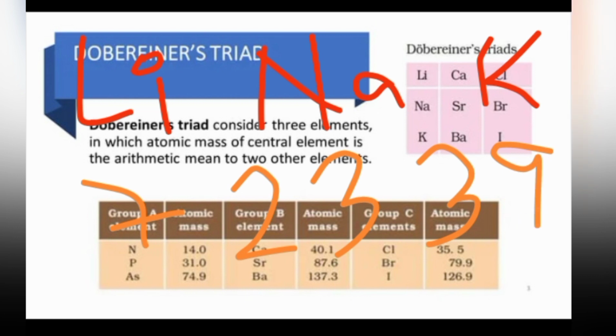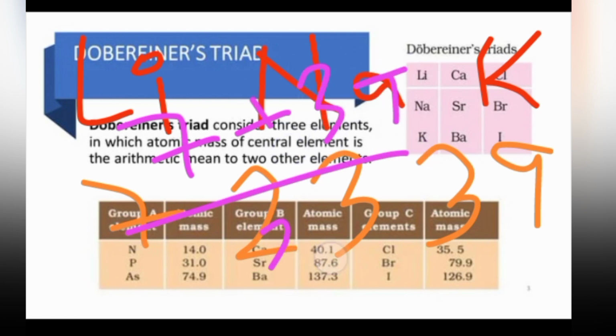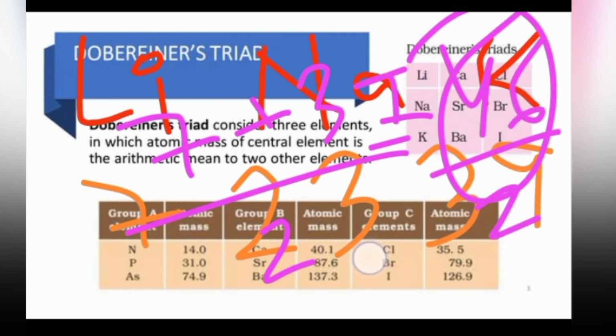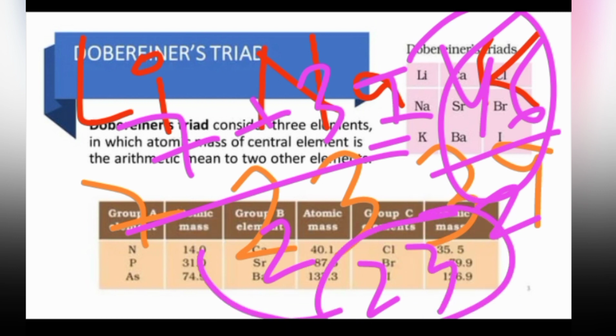Right. Now, if we take out the arithmetic mean of the limiting elements, what we get is that 7 plus 39 upon 2, that is 46 upon 2, that is 23, which is exactly equal to the atomic mass of the middle element, that is sodium.